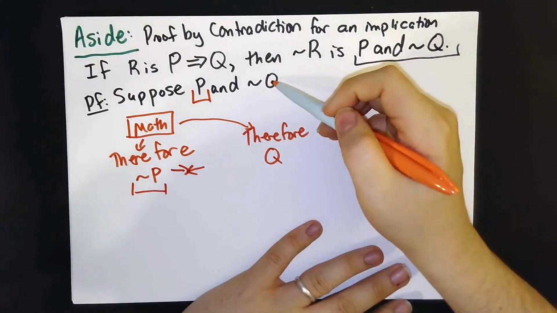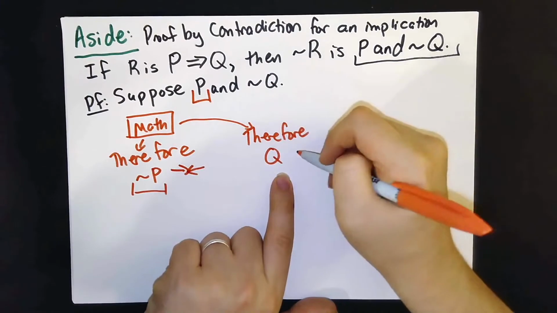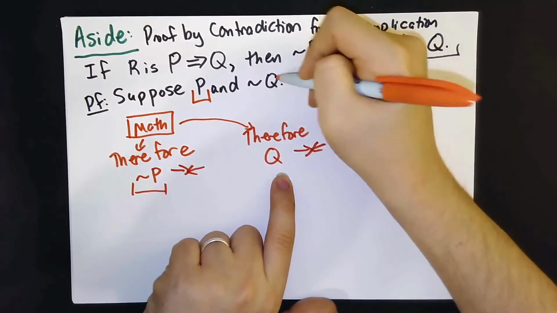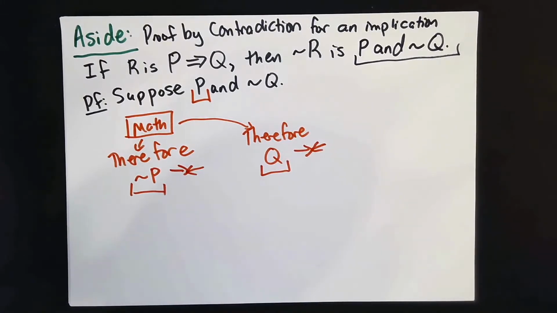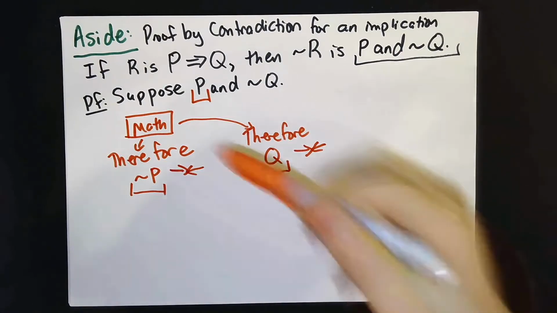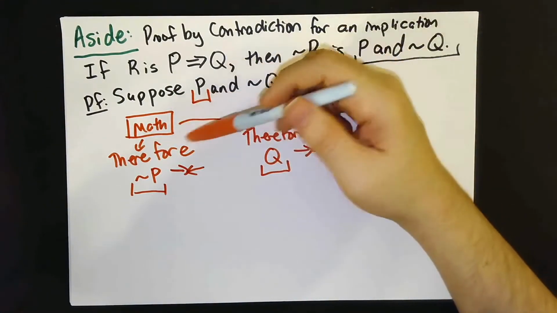Likewise, you might lead to therefore Q, which is a contradiction because not Q and Q can't both be true. So if those are valid proofs, why did I say these are dangerous paths to go down? Well, let's look at this one first.